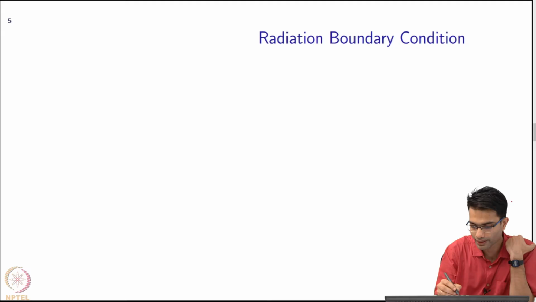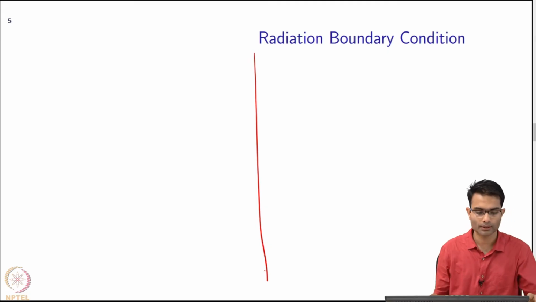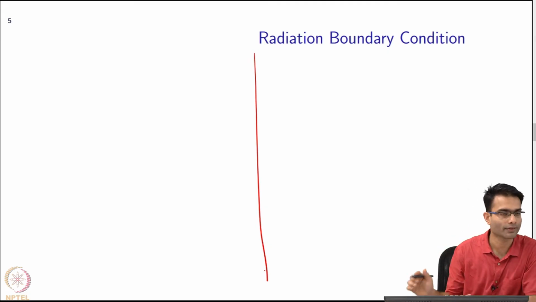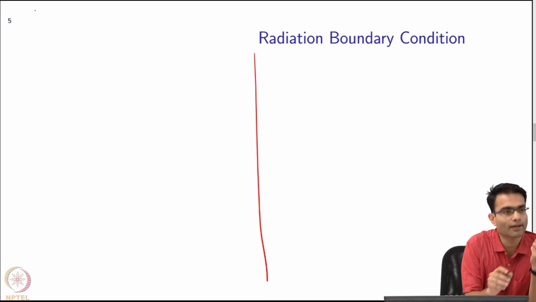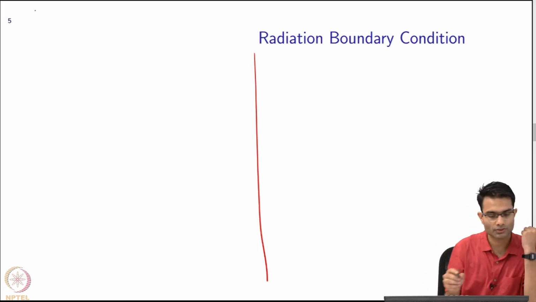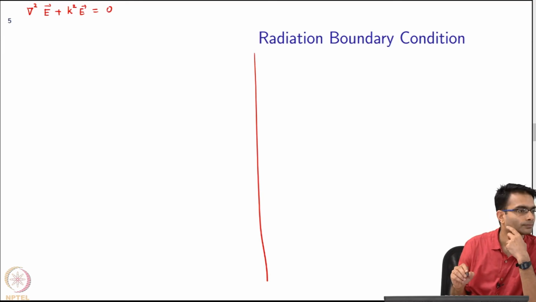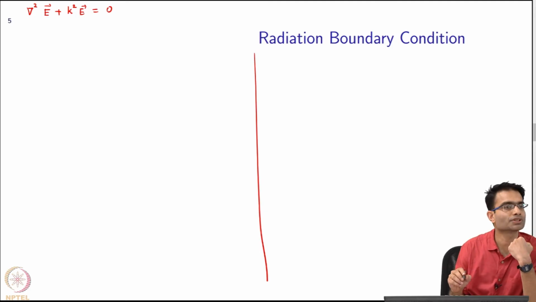Let's look at the radiation boundary conditions now. Before I get into that, one general principle we will derive. Supposing I have an unbound medium. We know that the solution to Maxwell's equations in this unbound medium follows the Helmholtz equation, and we know that the solution to this is a plane wave.